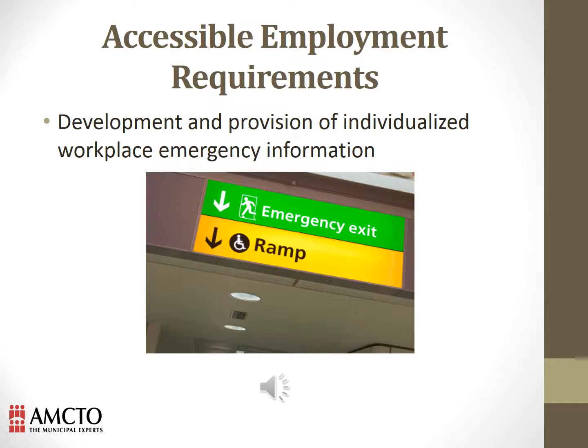The next standard relates to the development and provision of individualized workplace emergency information. If the employer is aware of an employee who requires accommodation, then this standard requires the development and provision of specific information specific to that employee about how they will be evacuated or otherwise made safe in the event of a workplace emergency. The requirement is to work in cooperation with the employee who requires accommodation, and also to keep the plan updated in the event that the employee moves to a different location in the organization, the employee's accommodation needs change or are reviewed, and when the employer reviews its general emergency response plan. This requirement is in effect as of January 1st, 2012.